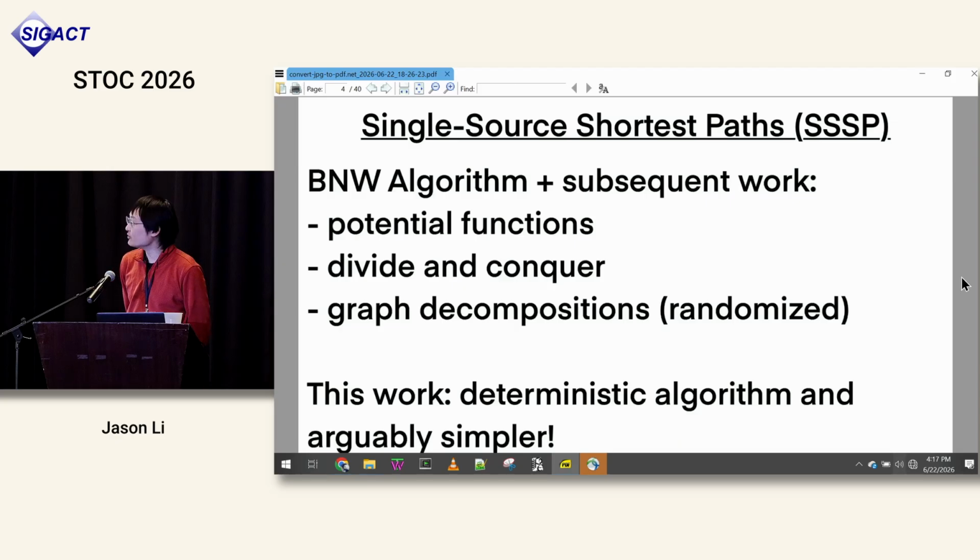Right, so at a high level, what the BNW algorithm does, and what some subsequent work also does, is compute a potential function, which we'll see later in this talk. They apply some kind of divide and conquer strategy, which we will also see. And one of the key innovations is they use a sort of graph decomposition that makes everything work. This talk will see a similar graph decomposition that's arguably simpler and also deterministic.